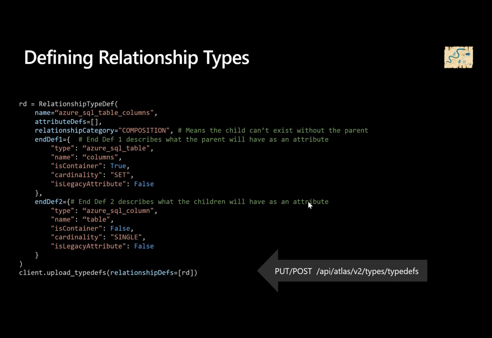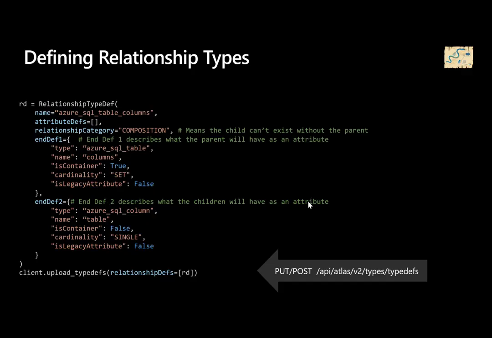The next two required fields are end definitions. End-def1, I like to think of as the parent. In our case, we have an Azure SQL table type as the parent. So this type in end-def1 defines what the parent looks like, what the type of the parent is. Then you define the attribute name, the relationship attribute name that will show up on the parent. So Azure SQL table has columns. Then in composition, we say is container is set to true, because we want to say that the SQL table contains the columns, it is the parent, and the columns should not exist without this parent. So that is is container true.